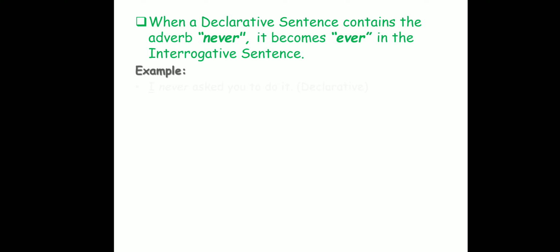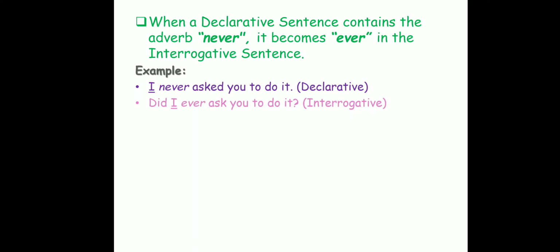So example, I never asked you to do it. This is the declarative. How will you change to interrogative? Did I ever ask you to do it? Okay, so declarative, I never asked you to do it. Interrogative, did I ever ask you to do it? Alright, so never becomes ever. Again over here, because it is interrogative, see, the verb will go in the front, then comes the subject. I told you interrogative sentences never start with the subject as the first word. That is why subject comes as the second word. Alright.